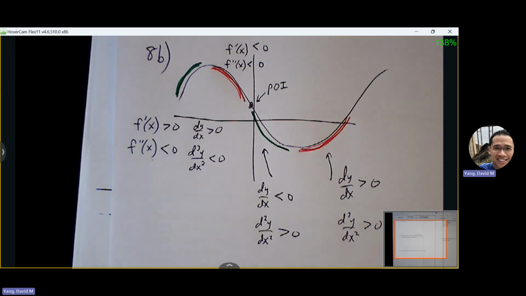Okay, page 9, guys, page 9. Did we do number 4 together? No, okay, let's do number 4.